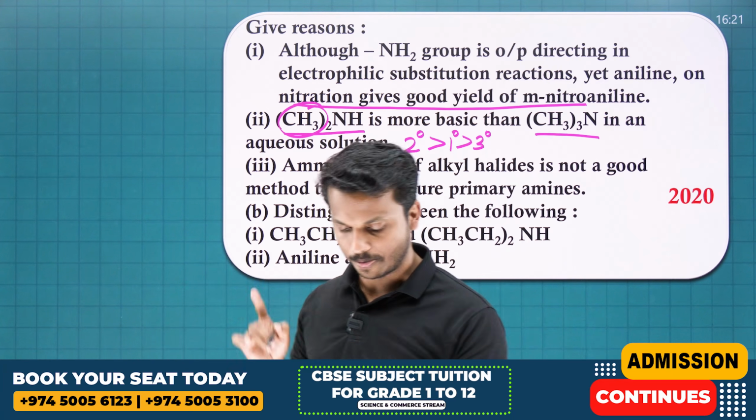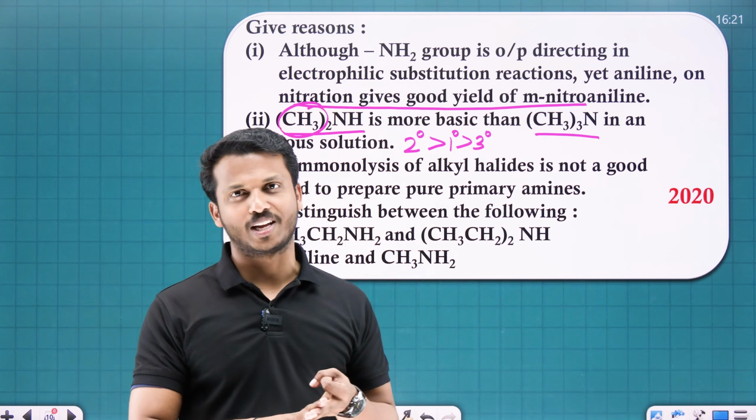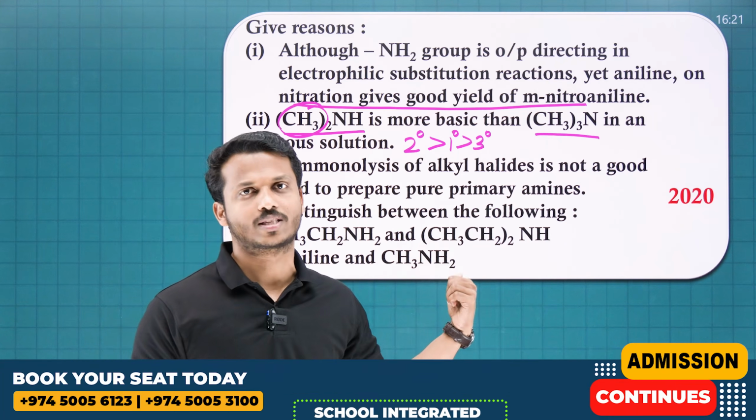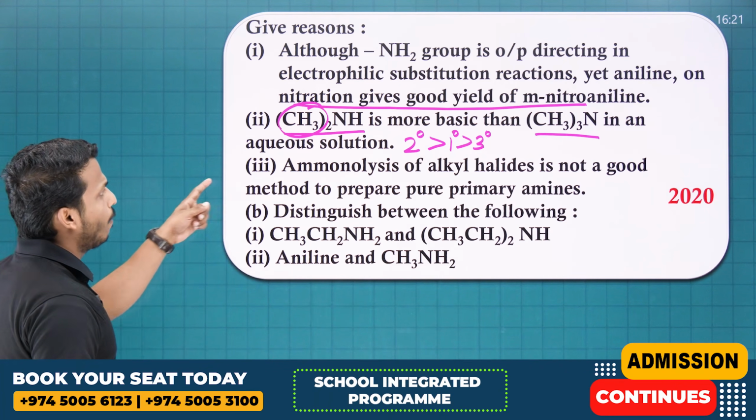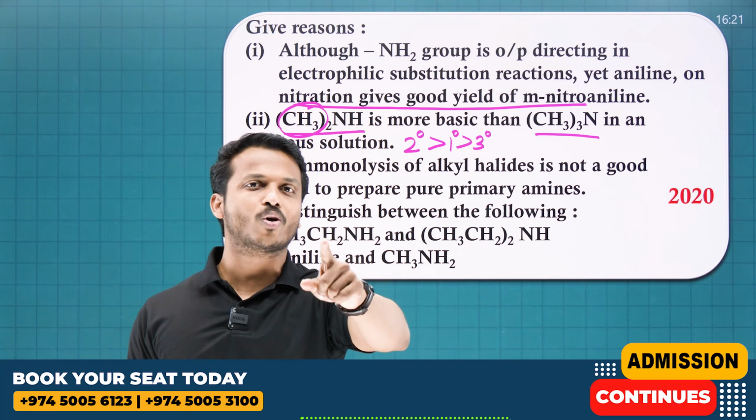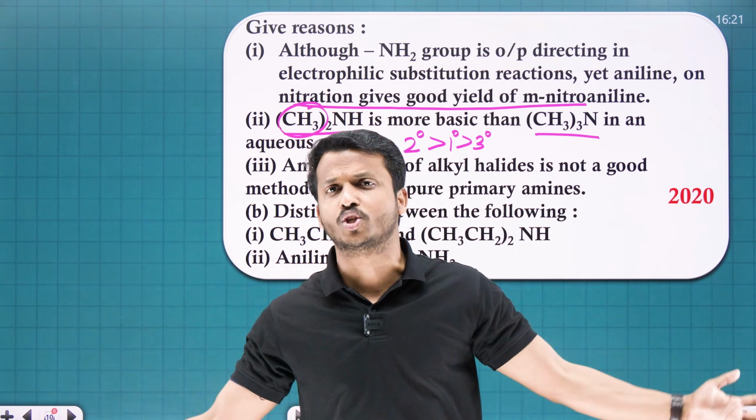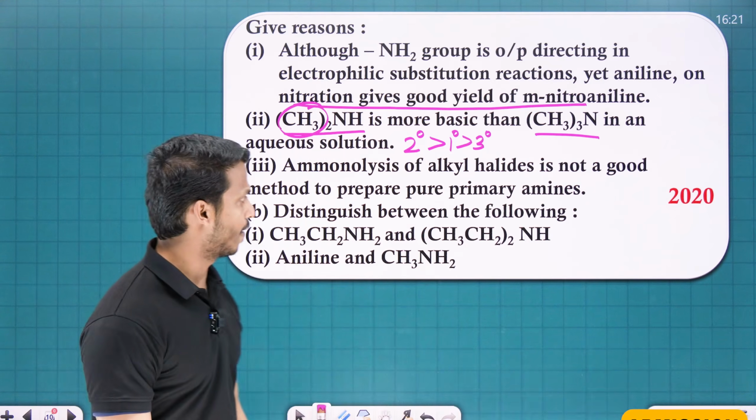Can you recover what that is? Yes, plus I effect, solvation effect and steric effect. Because of all these three factors, the order comes like this. Third one, ammonolysis of alkyl halide is not a good method. Repeated question. If you perform ammonolysis, you will get primary, secondary, tertiary and quaternary, all a mixture. So separation is very hard, right?